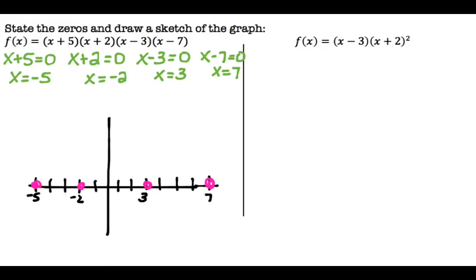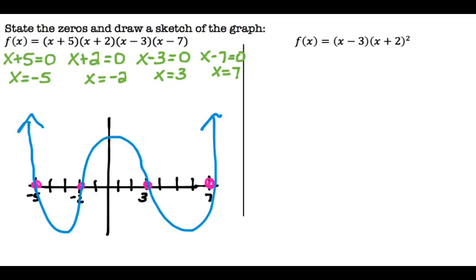Okay, so I'm going to draw a quick sketch. It's not going to be exact, but I know it's going to cross at negative 5, negative 2, positive 3, and positive 7. And I have 4 pieces, okay? So it's even and positive, so it's going to be going up, all right? And it's just going to cross at all those spots. It's going to look something like that. Not exactly, because I don't know what the y values are. It's just a rough sketch.